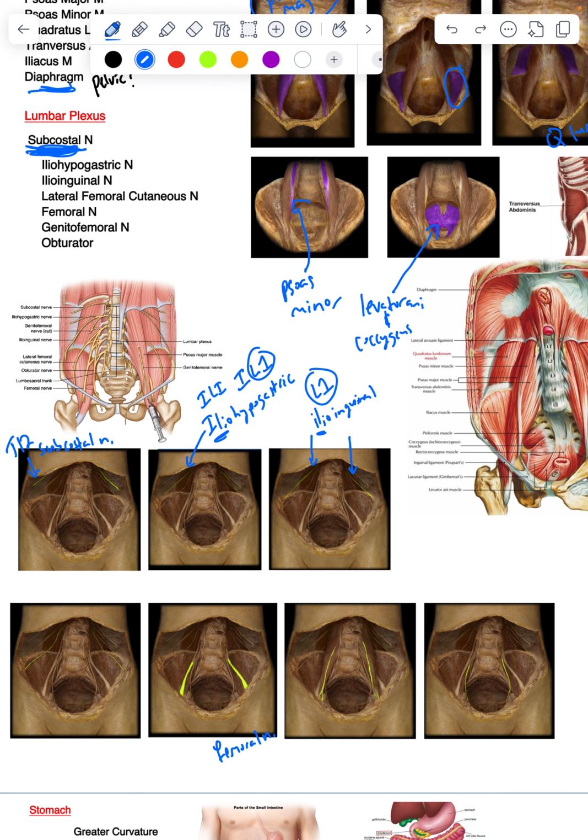If you remember when we were doing the forearm, you had a musculocutaneous that goes lateral forearm. So this one does lateral skin to the femoral area, or lateral femoral cutaneous. She says LFC a lot.